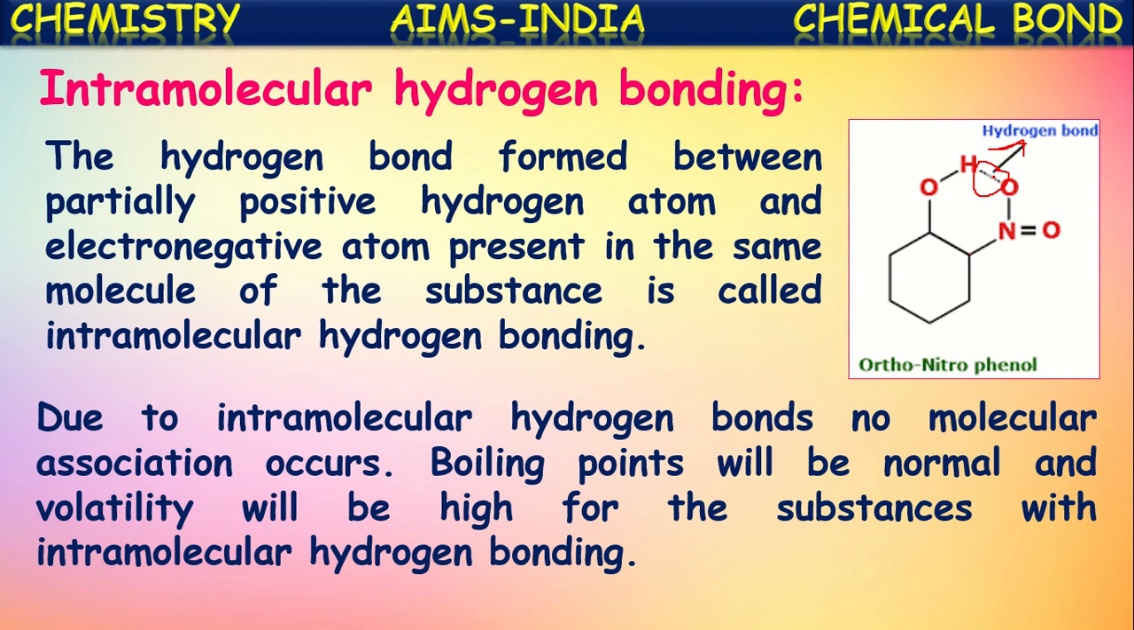Some other liquids having intramolecular hydrogen bonding, like for example orthonitrophenol, which is one of the organic compounds, have intramolecular hydrogen bonding existing in them. Liquids like this, which have intramolecular hydrogen bonding, will be highly volatile. They evaporate very easily below their boiling points.